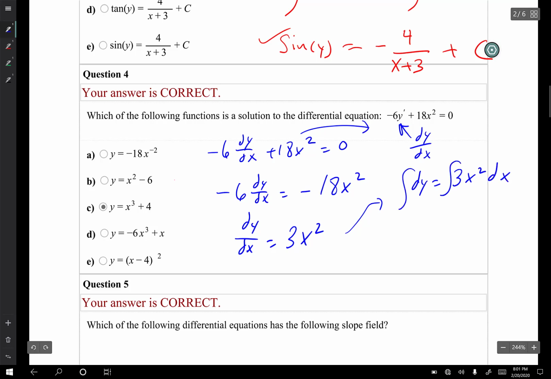So then we're going to get y equals 3x cubed over 3. So it's just going to be x cubed plus c. So we can have any constant.